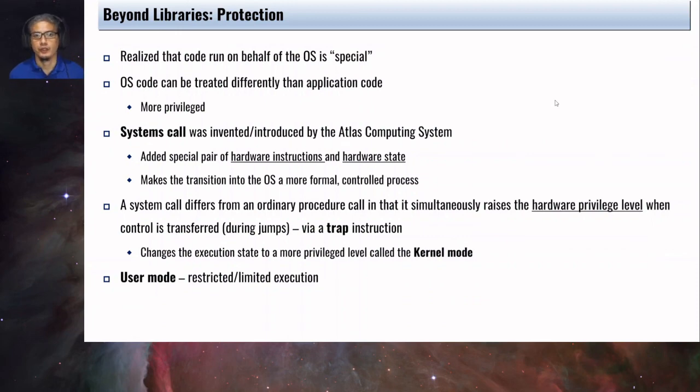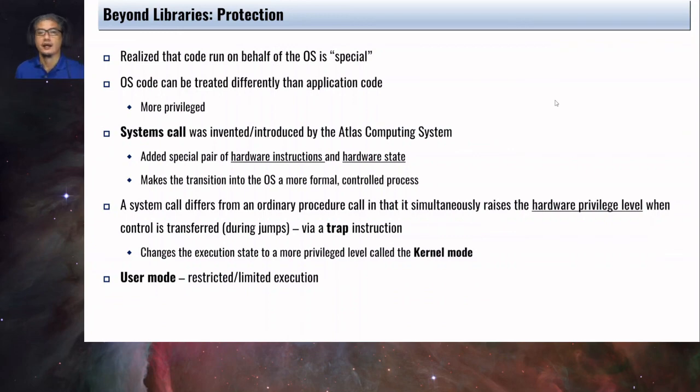What's the difference between a system call and an ordinary procedure call? Well, they basically perform a jump, okay? But the system call differs from the ordinary procedure call or function call in that it changes the privilege level of the hardware before it executes the instructions which are part of the operating system. This is done by what we call the trap instruction.